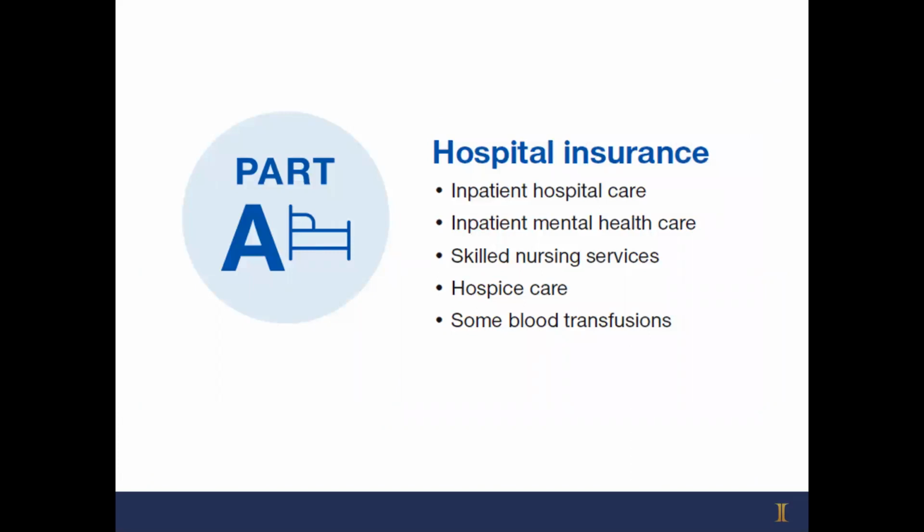So Part A we'll go over first, which is your hospital insurance. So that's going to cover things like inpatient hospital care, inpatient mental health care, skilled nursing services, hospice care, and some blood transfusions. So they will definitely want to check with their carrier, their policy that they're on, and with their doctor to see if the type of blood transfusion that they are having done is covered or not, because not all are.